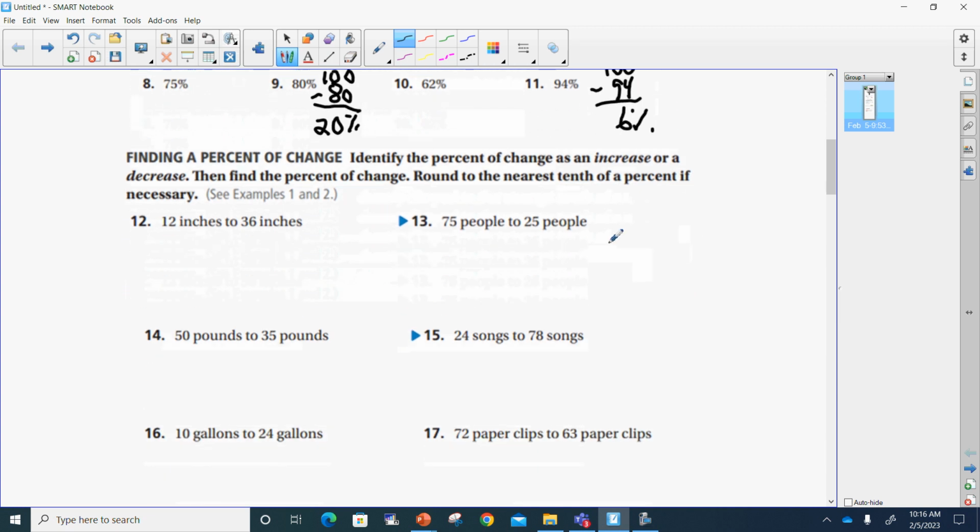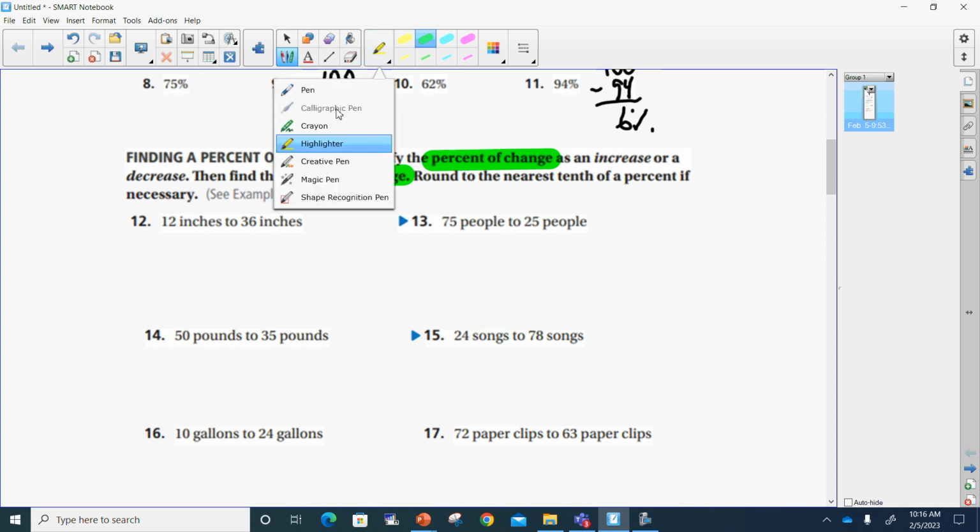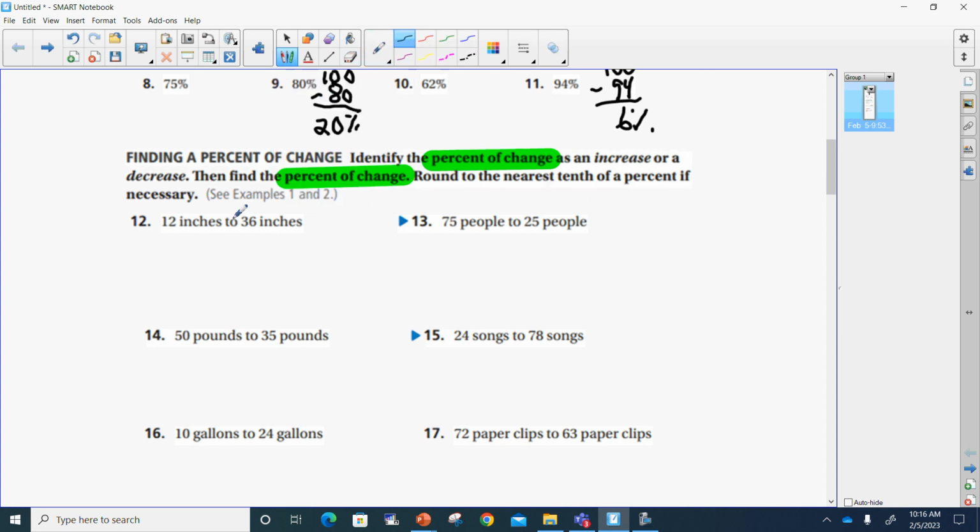All right, number 12. It says identify the percent of change as an increase or a decrease. Then find the percent of change. So these are the key words here. Whenever we see percent of change, I'm going to underline it. In fact, I'm going to highlight it. Whenever you see find the percent of change, okay? It even says identify the percent of change as an increase or decrease, then find it. So is it going up or down, right? Is the price going up or down? And then by how much?